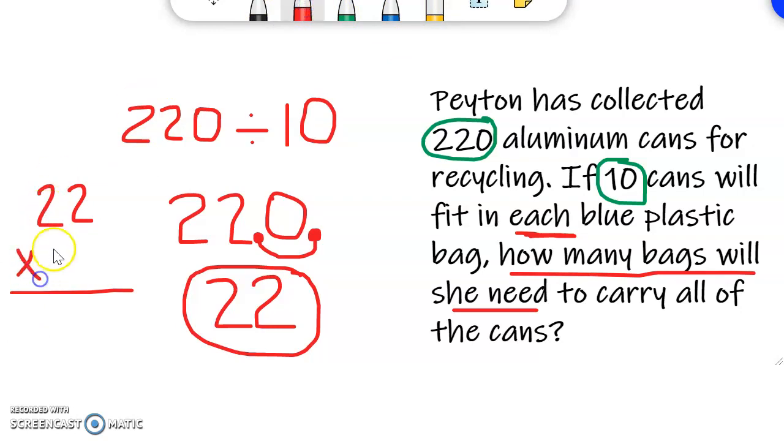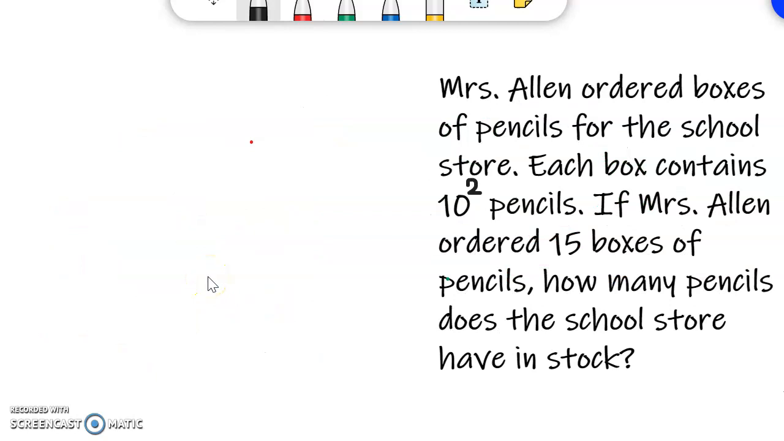So I'm going to multiply 22 times 10. But I know I can use the tricks of zero. I can say 22 times 1 is 22. And then count the number of zeros. I have 1. And I add it at the end. And if I get my dividend back as my product, then that means my answer is correct. So 22 is the correct answer, or the correct number of bags that Peyton will need to carry all of the cans. Here's our second example.